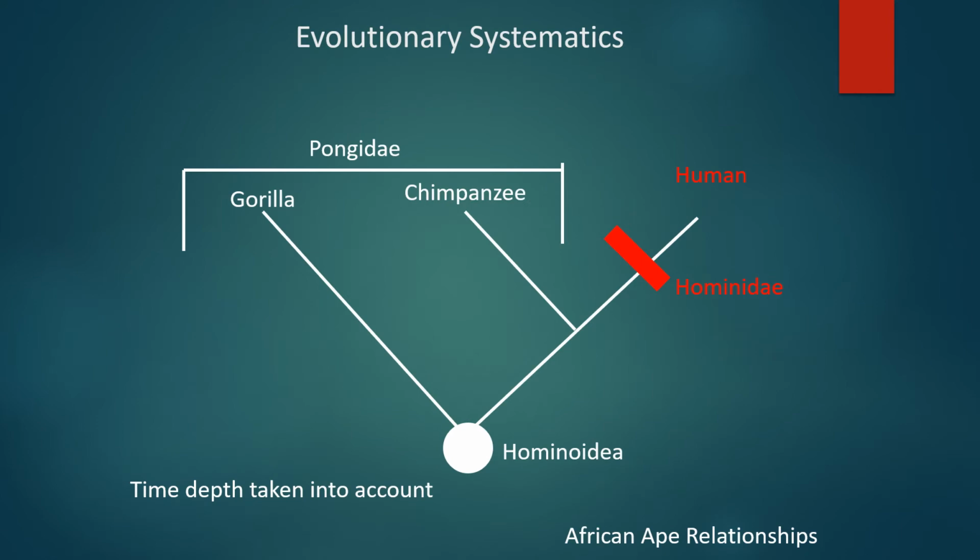So looking at evolutionary systematics, this is where time depth is taken into account. For this particular chart, we're looking at African ape relationships, in which, based on the end result of the evolution, we would group chimpanzees and gorillas closer together rather than chimpanzees and humans, even though chimpanzees and humans are more genetically related to each other than chimps are to gorillas, right?